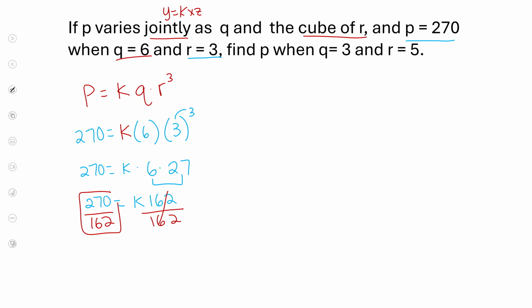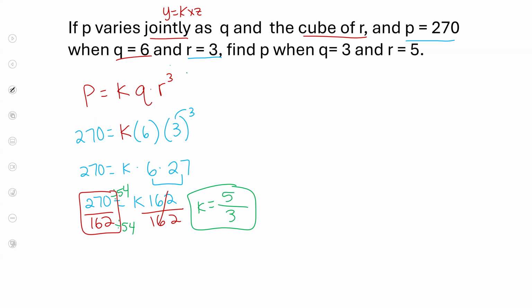This simplifies down to, I can divide this by 54 and this by 54. So 270 divided by 54 is 5. 162 divided by 54 is 3. So K is 5/3.